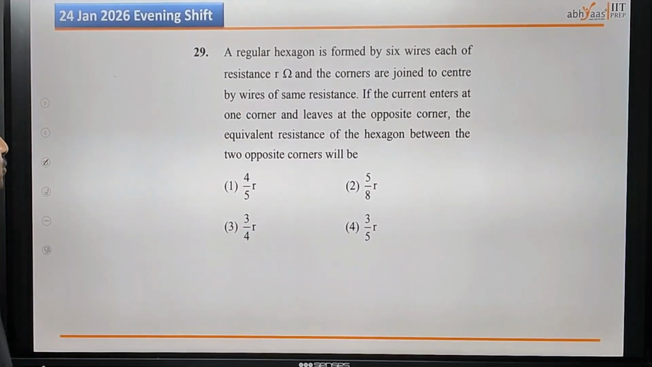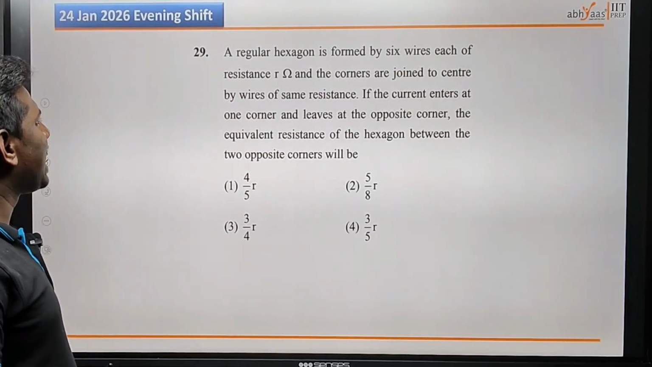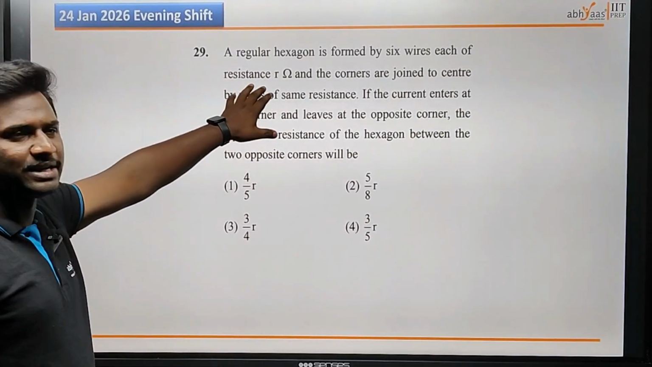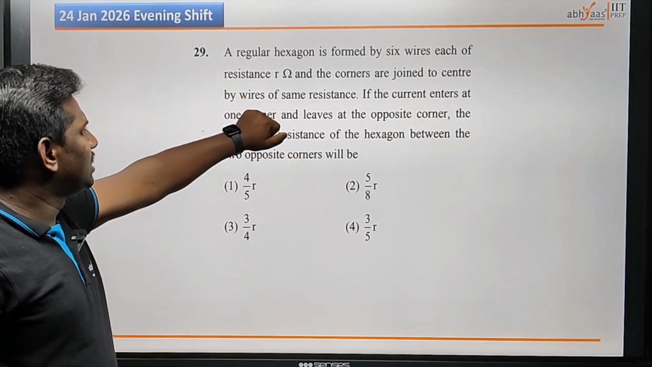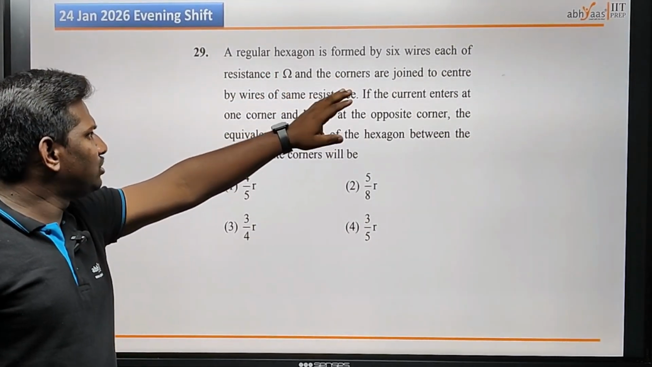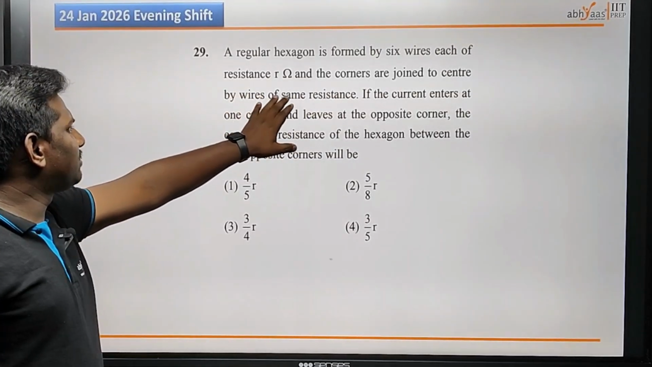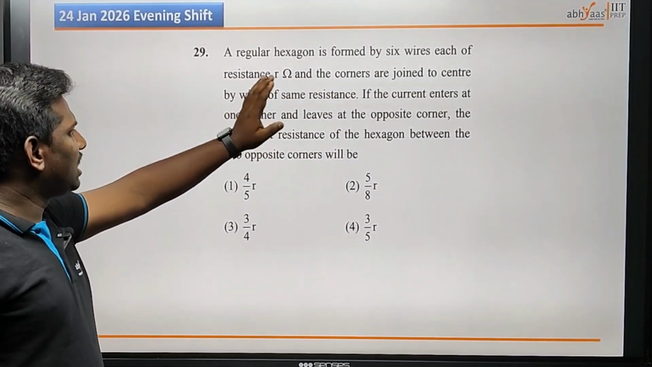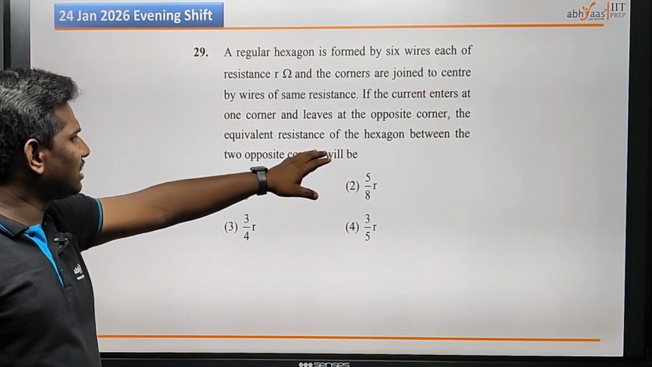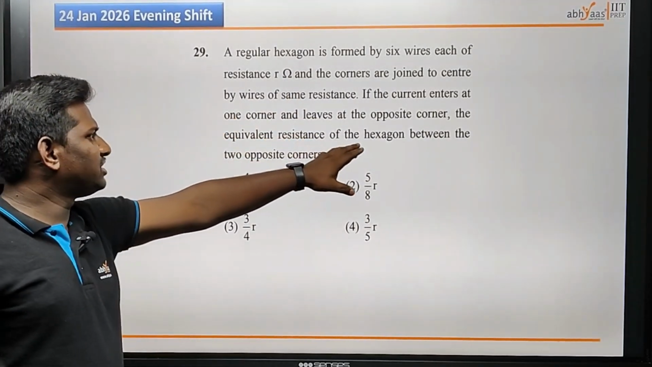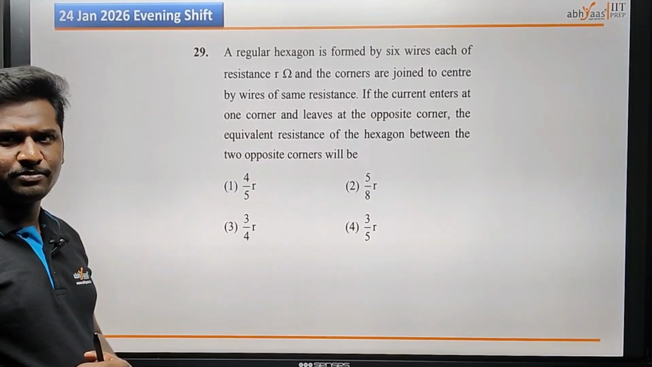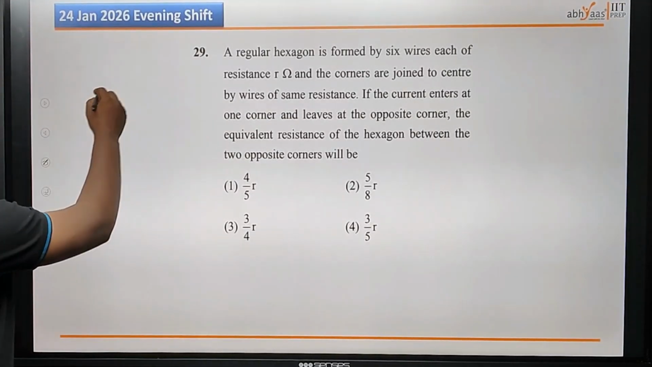Next question, see here, 29. A regular hexagon is formed by 6 wires of each resistance R ohm. The corners are joined to the center by wires of the same resistance. If the current enters at one corner and leaves at the opposite corner, the equivalent resistance of the hexagon between the 2 corner points. Take this one, hexagon.